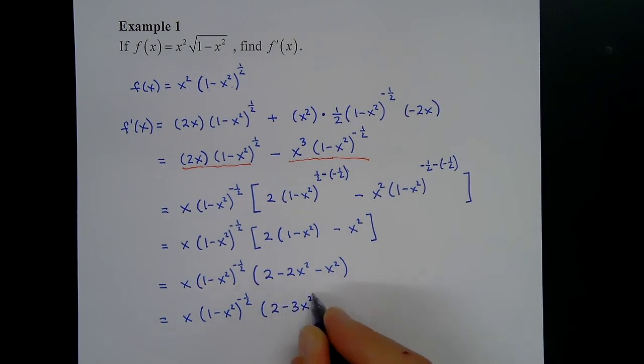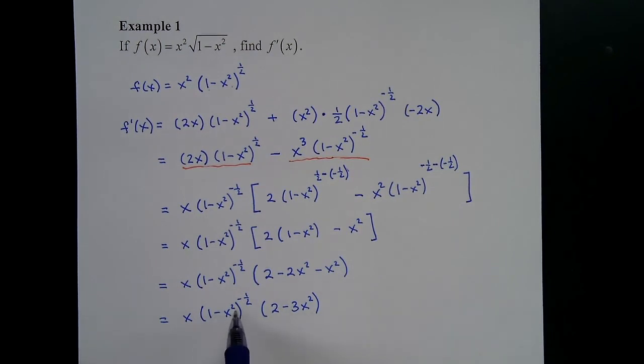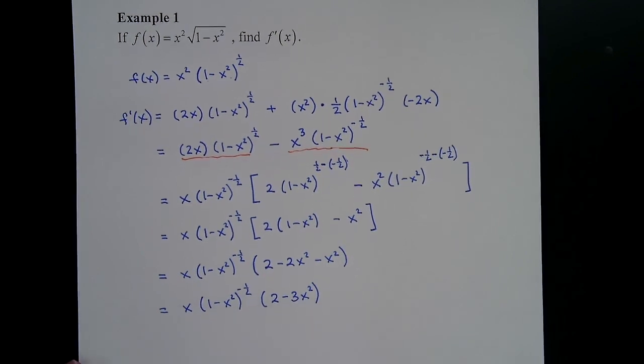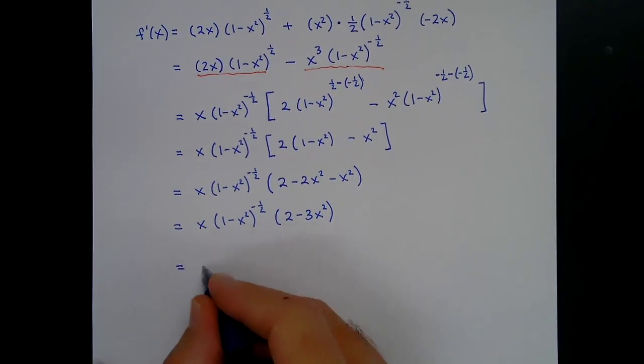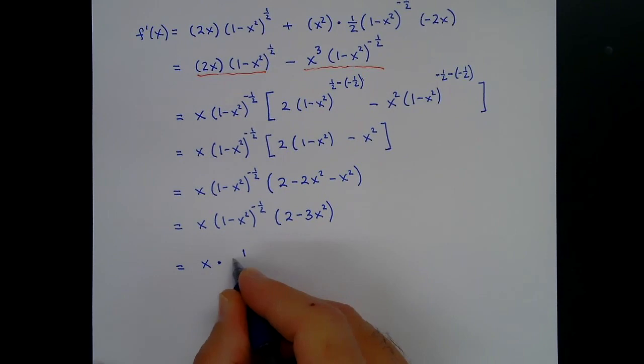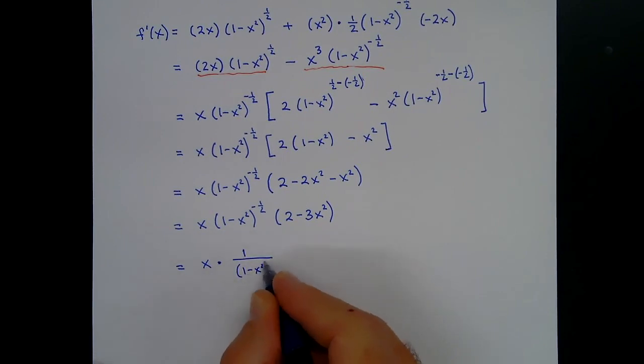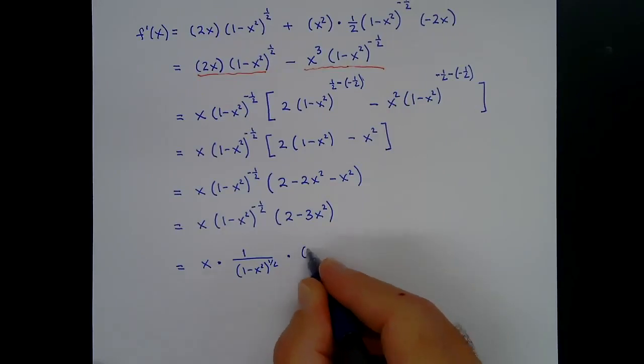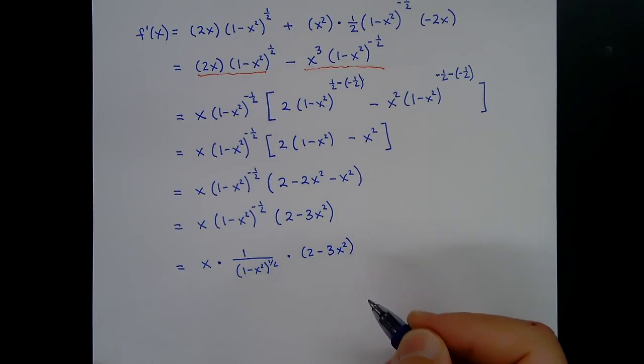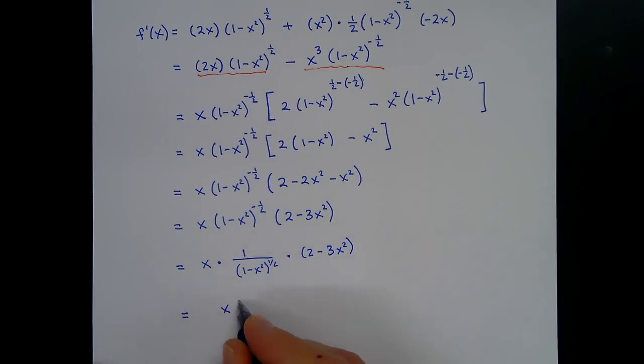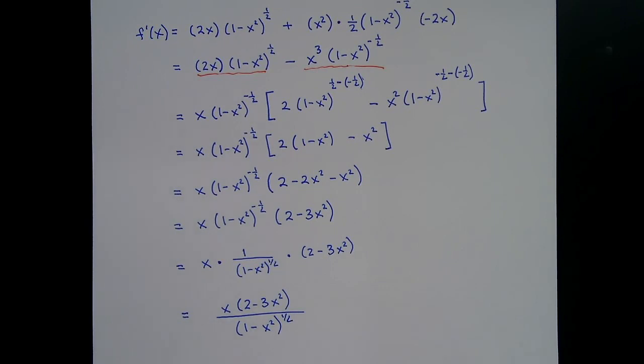Now, the only thing left is I really need you to write this without negative exponents. So this one right here is going to become 1 over 1 minus x squared to the 1/2 power. So I'm going to slide this up a little bit. So this is equal to x times 1 over 1 minus x squared to the positive 1/2, and then times this quantity 2 minus 3x squared. So the final answer would be x times 2 minus 3x squared all over 1 minus x squared to the 1/2 power. And that would be your final answer to this problem.